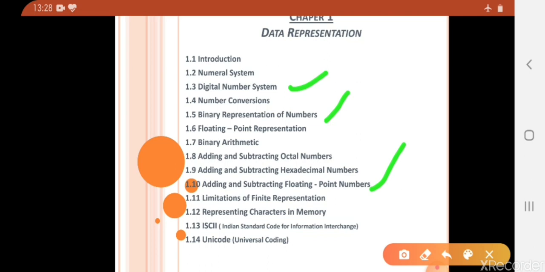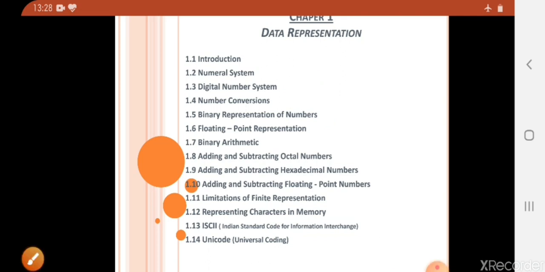In this session, we will study how these things work and what the use is of the digital number systems, number conversions, binary representation of numbers, floating numbers and other things in our data representation. So let us start today's lecture with the introduction of data representation.